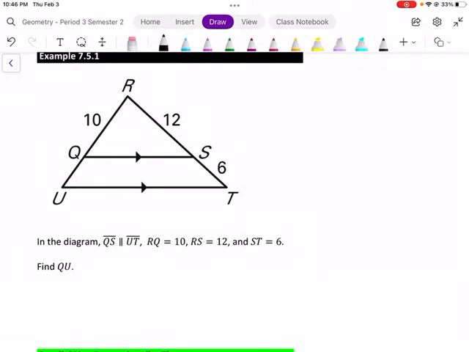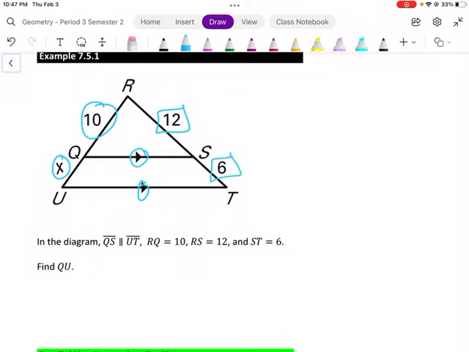So in this example, in the diagram, they tell us that QS and UT are parallel. They also tell us RQ is 10, RS is 12, and ST is 6. They want us to find QU, so I'm going to put an X there to represent that. Now, because these lines are parallel to each other, we are going to set up two fractions that are equal to each other to solve.